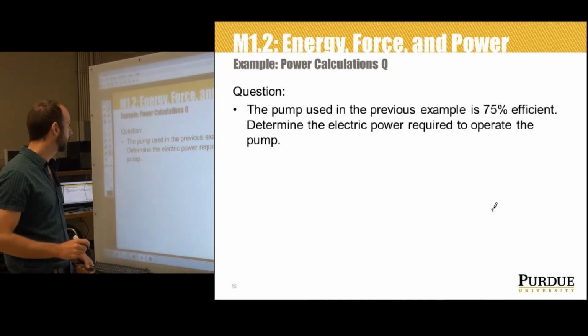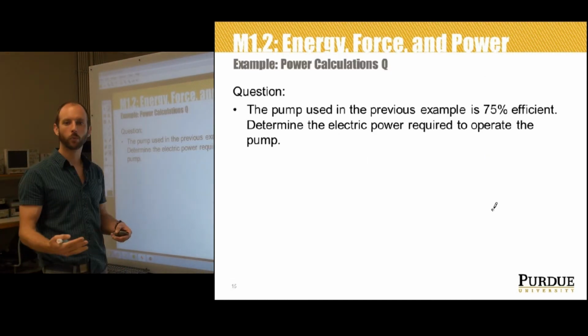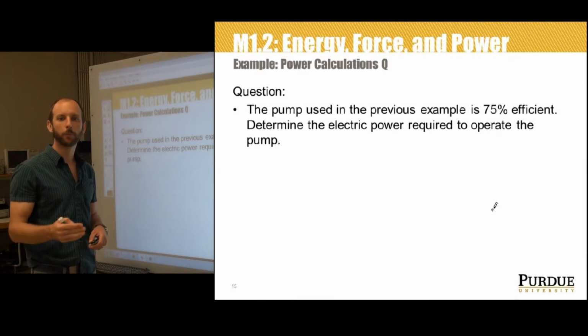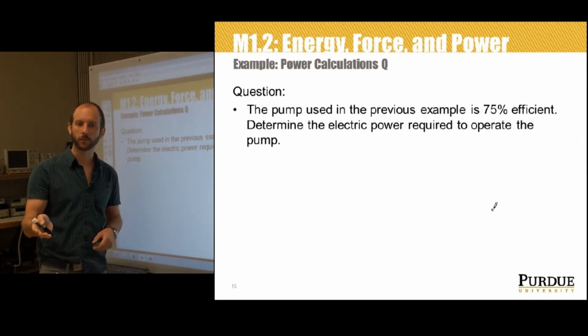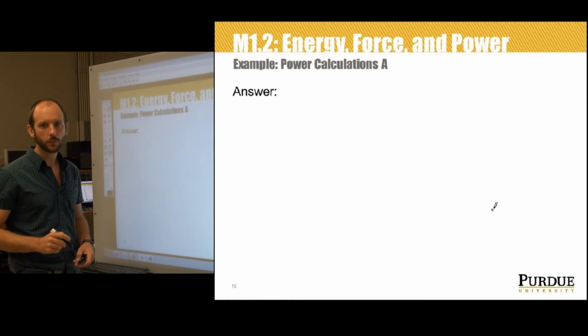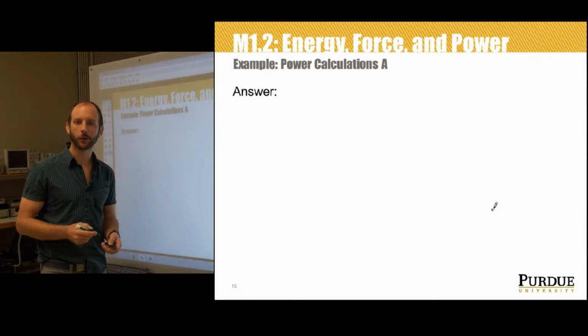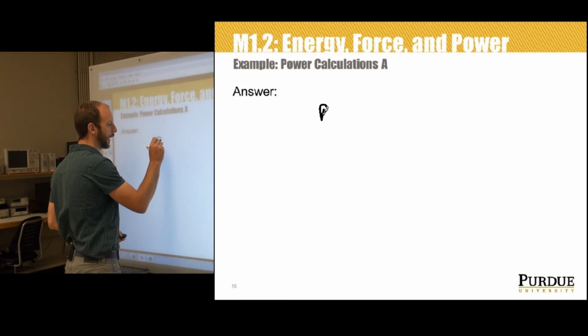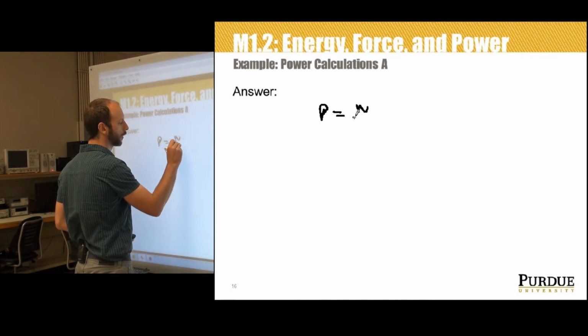So let's do a quick example about power, and we'll refer back to that previous example with the hydroelectric pump. The pump used in the previous example is only 75% efficient, and we want to determine the electric power required to operate the thing for that 5 minutes. So what are we going to do? First, we need to determine the output power required to move the water. And remember, the equation is just power equals work over time.